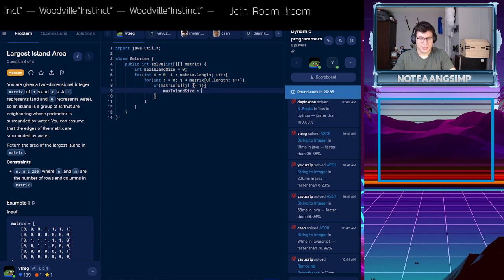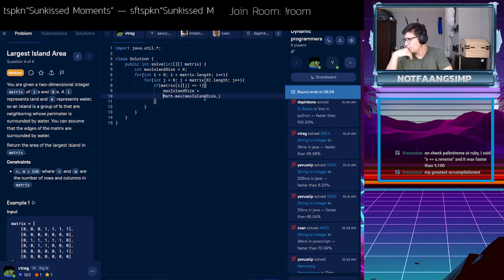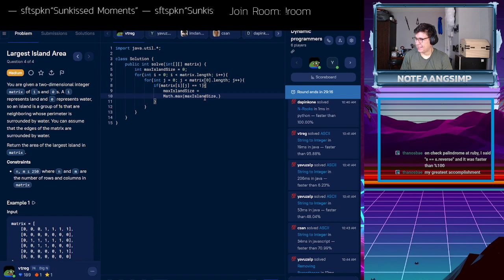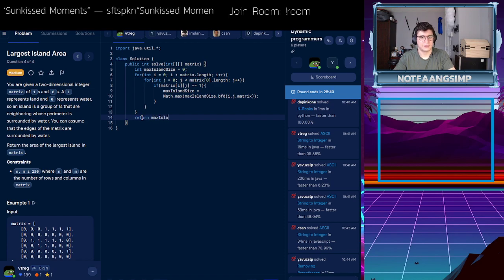So max island size is equal to the maximum of itself and BFS. My great uncheck palindrome Ruby, I said s equals diversity was faster. I mean that works. It's definitely a way to solve this palindrome. And it's still technically O of N, just like the optimized solution. Let's do, okay, BFS of IJ matrix. Okay, that should work. And down here, we can return max island size. Now we just need to write that BFS method. Public int BFS.